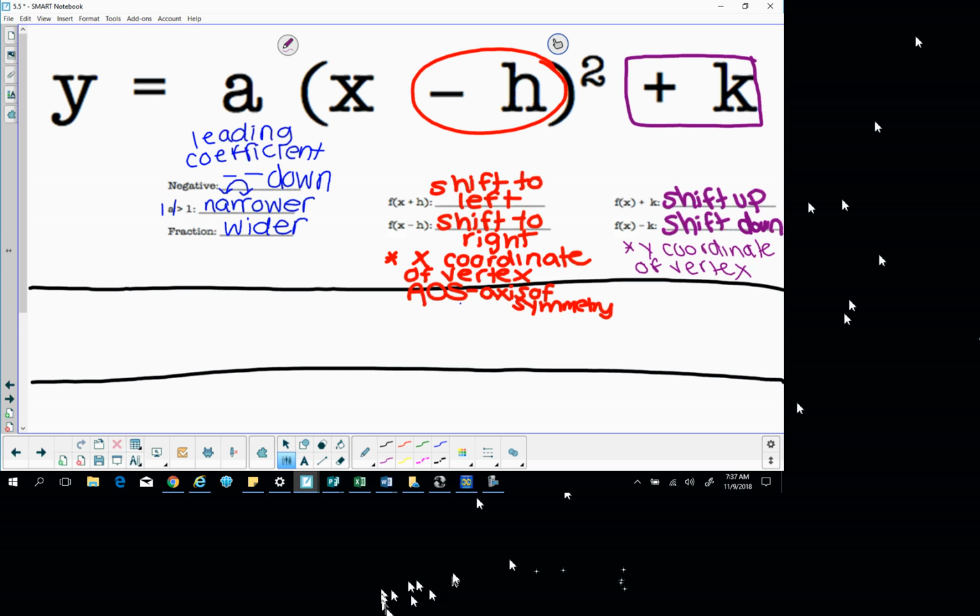And for a brain buff, who can tell me what the y coordinate of our vertex means? Or what's the vocabulary word? Anyone know? Starts with M. Raise your hand so you can get a brain buff. There's the M. There are 2 words, this or this. Max or min. So max or min is the y coordinate of your vertex.